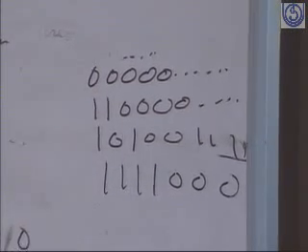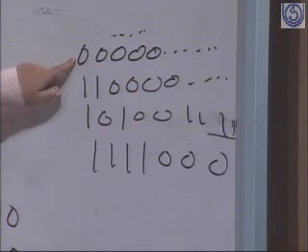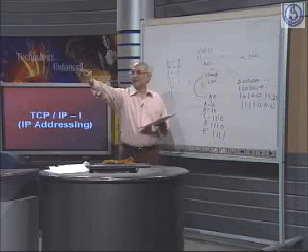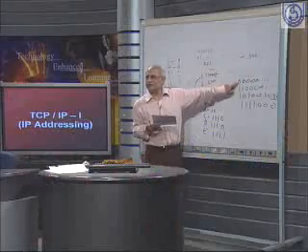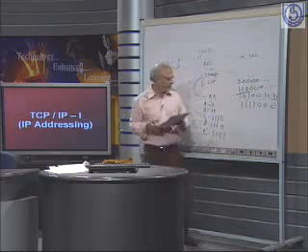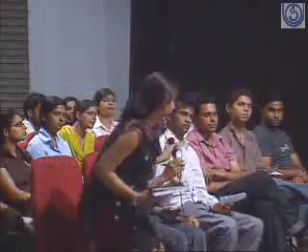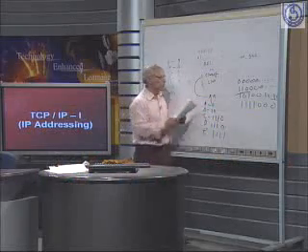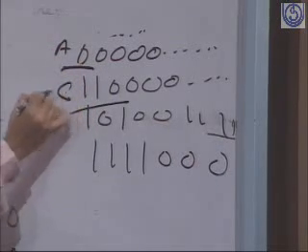Now let's start with first bit 0. This one belongs to A, because it is starting with 0. And now we have 110. It belongs to C, because the first 3 bits are 110. So this is A, and this is C.